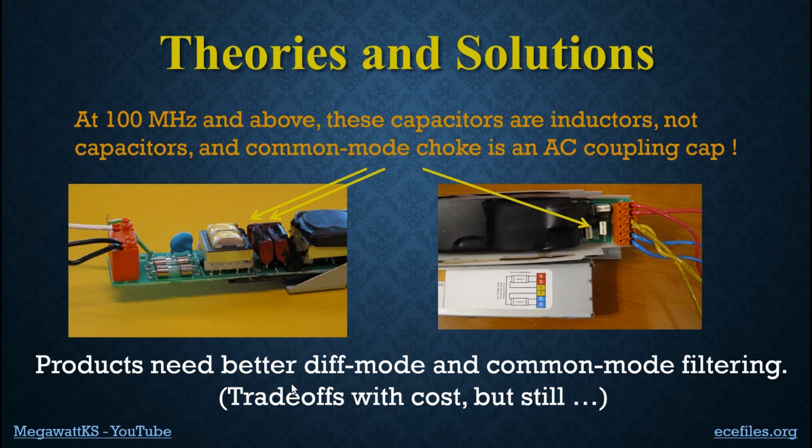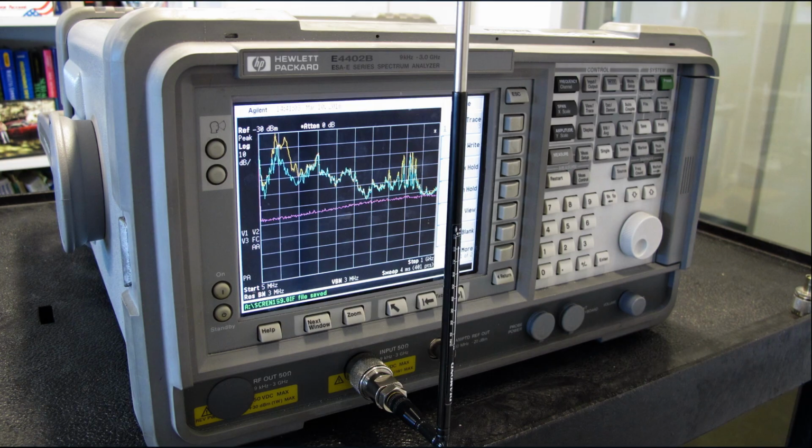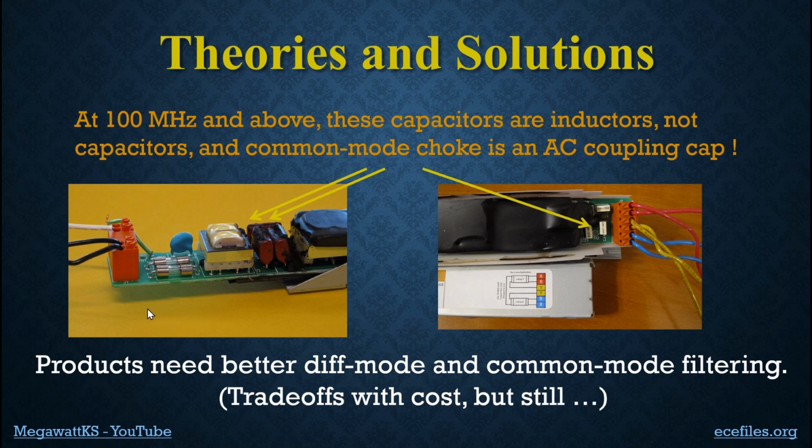So what's needed are products with better differential mode and especially common mode filtering. Of course, there are trade-offs with cost. But still, you'd think that in today's world we could improve on this. And maybe we have. This was installed in 2015, but I suspect not. And in fact, I've been back in this building just a few weeks ago to check and see if anything is better. Well, these products are still there, but no, nothing's really improved.